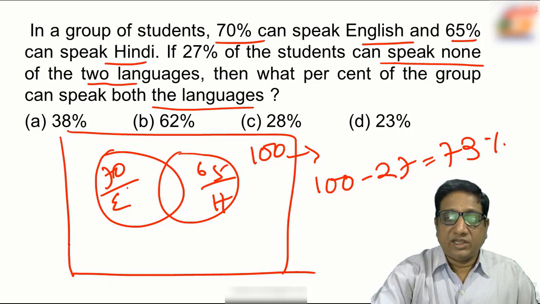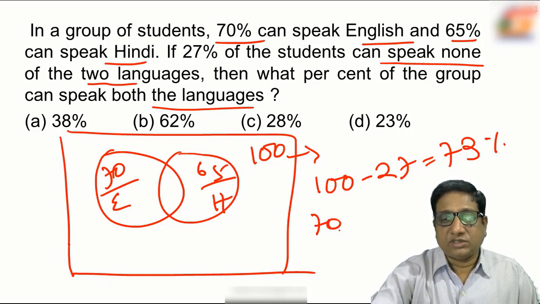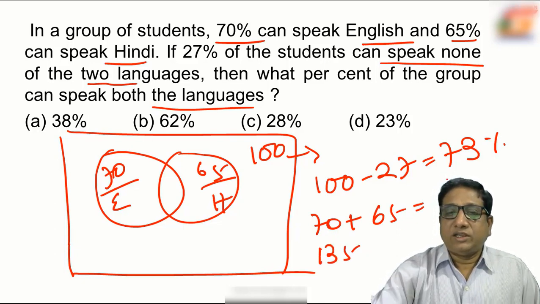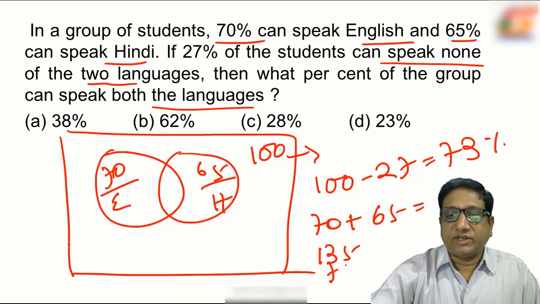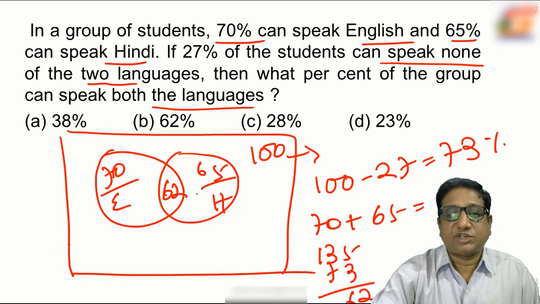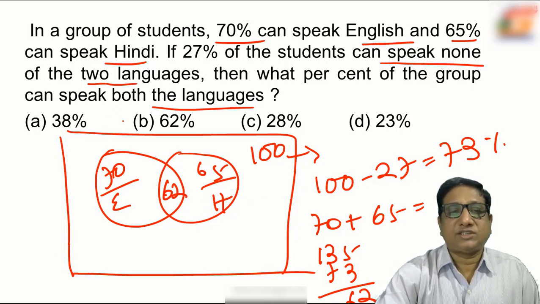But it is given either English or Hindi is 70 plus 65, that will be 135, and either English or Hindi or both is 73. Then both the languages can speak 62%, that is choice B.